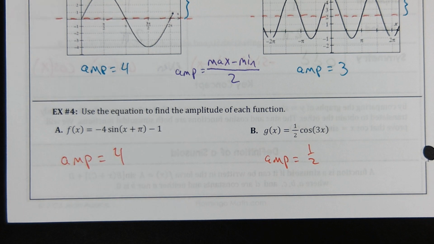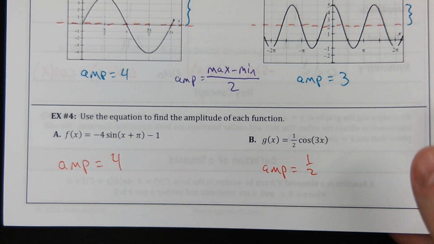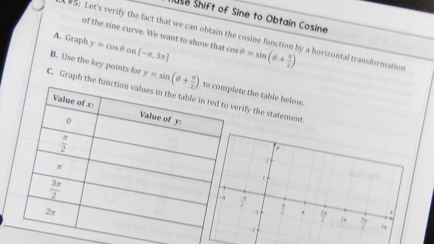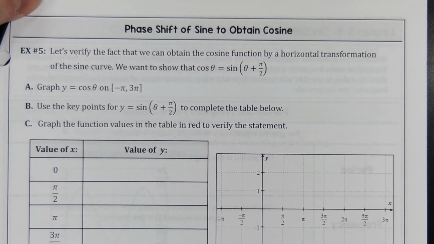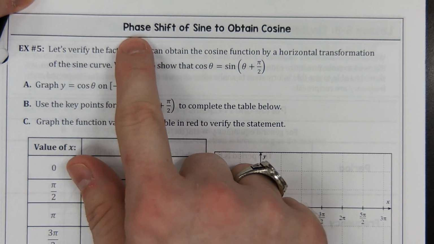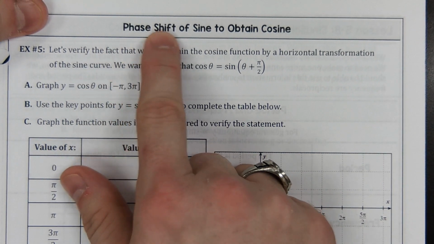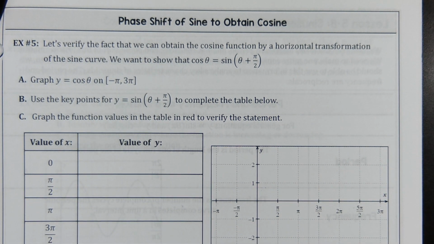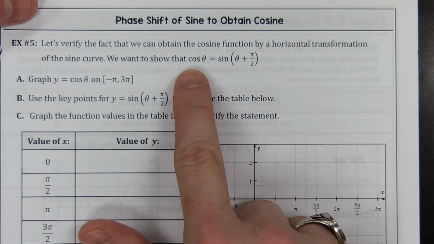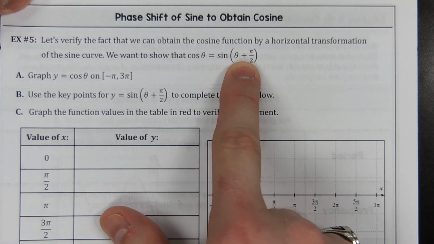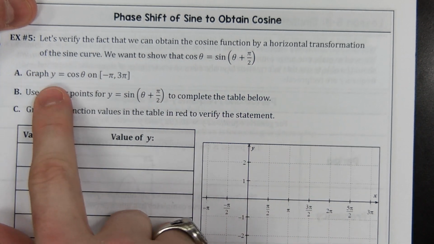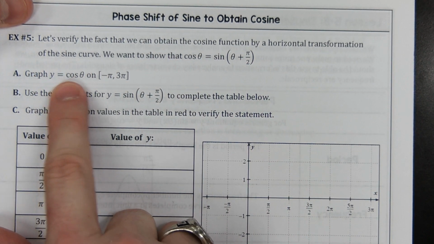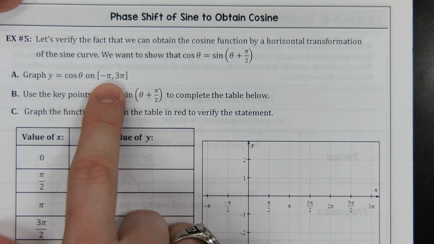It is so easy. She said now shift. We finally get to put some words to shifting. I know I've said it before, but a phase shift. So what we're doing here is we're verifying using transformations that this is a true statement. So the first thing it wants us to do is to graph y equals cosine of theta on this domain.